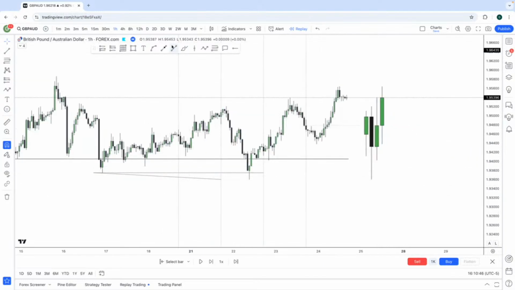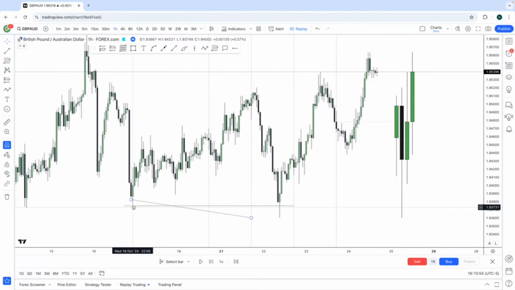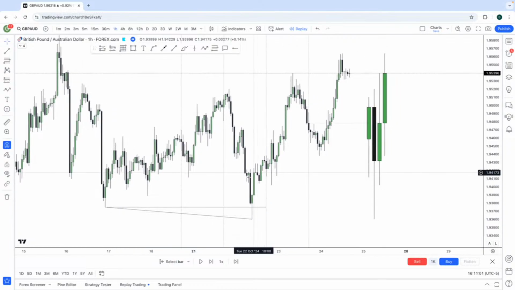we see that. Let me just clean this up. So this being the low, here's the SMT. And remember that signature that I was talking about, expansion met with expansion. That is a reversal signature that we want to trade away from. So you have this CSD. We end up sweeping this low here.